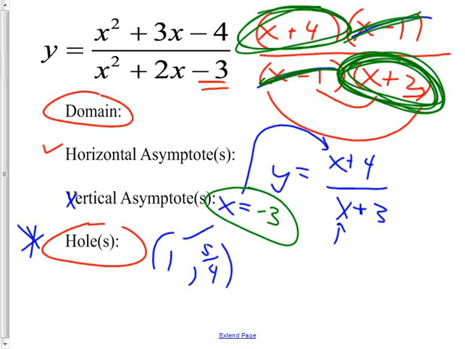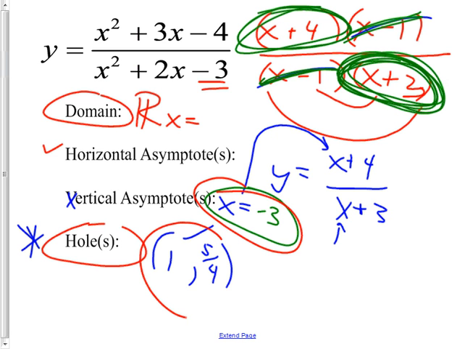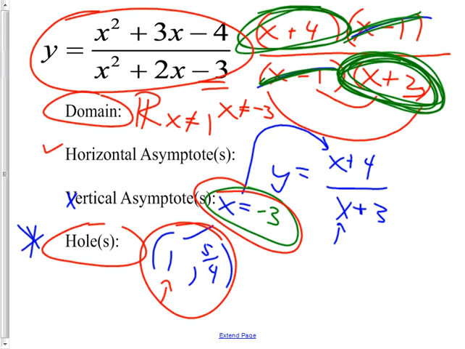Next thing is the domain. And you say all reals, except x cannot be these things. That or that. So you say x cannot be 1, because that's where the hole is. And x cannot be -3. There's my domain. Now the horizontals is the new thing for today. How do you decide what the horizontal asymptotes are? If I just gave you this, it's actually very easy to say what the horizontal asymptotes are, but you don't know the little rules yet. So I'm about to teach you those.